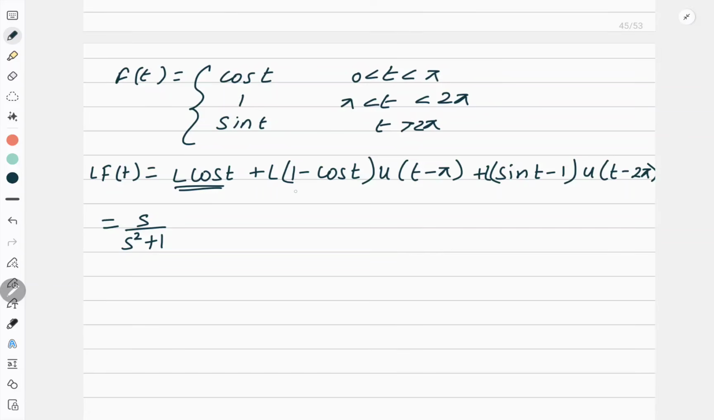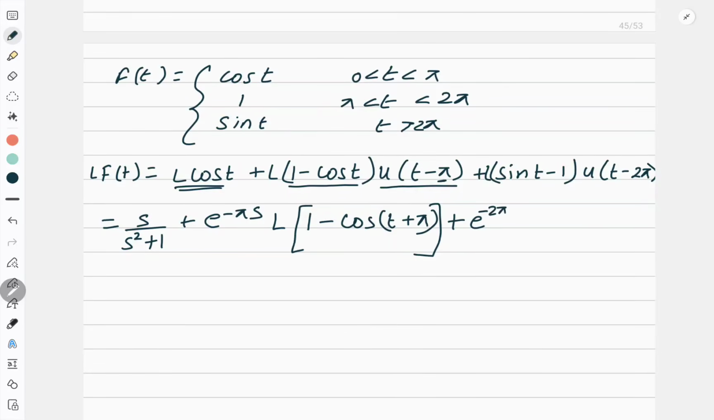So it is sorted. Now here there is a function and there is a unit step function. And what is a here? Pi. So my term will be e to the power minus pi s and then Laplace of, I will put the function. But in place of t, I should put t plus a. That is t plus pi. Plus e to the power minus 2 pi s Laplace of function. But in place of t, I should put t plus a. This is 2 pi, right? So sine of t plus 2 pi minus 1. Correct?